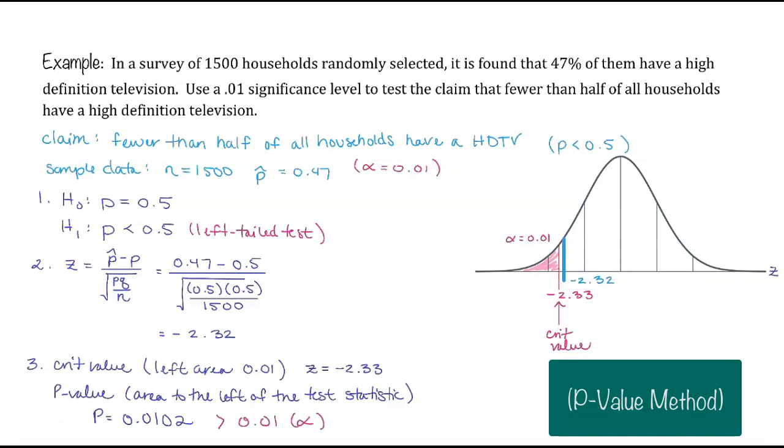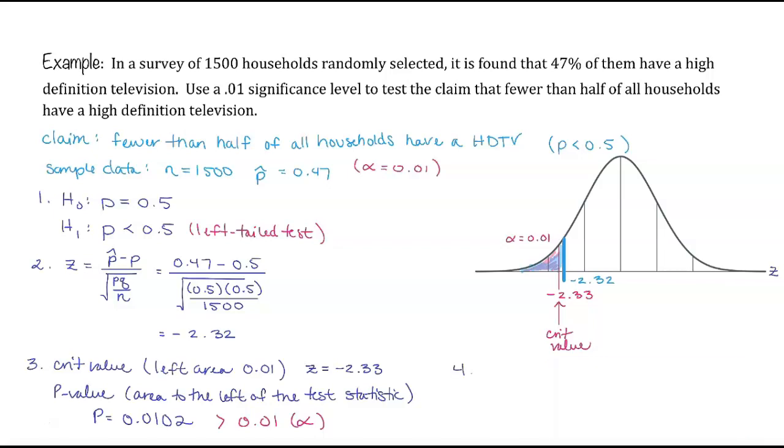And since the area to the left of the test statistic is larger than alpha, that also tells us that we are not in the rejection region. We failed to reject the null. Let's determine and state this conclusion clearly. Since our p-value was greater than alpha, that is 0.0102 is greater than 0.01, we failed to reject the null.